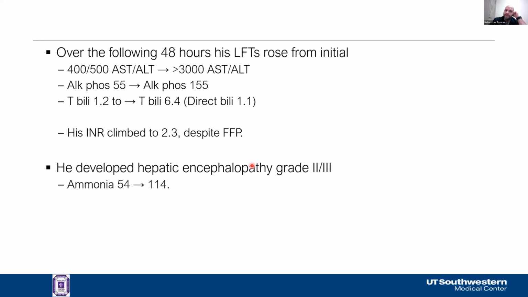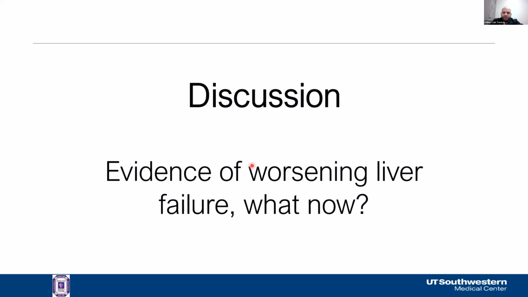In the next 48 hours, the patient's LFTs continue to deteriorate, initially from ALT, AST in the 400 to 500s, then they jump to the 3000s. And then his bilirubin goes from 1.2 to 6.4. INR goes to 2.3 despite having FFP, and he starts having significant confusion with hyperammonemia. So he is termed to have hepatic encephalopathy, at least grade 2, grade 3. So given this worsening liver failure, what options do we have at this point?